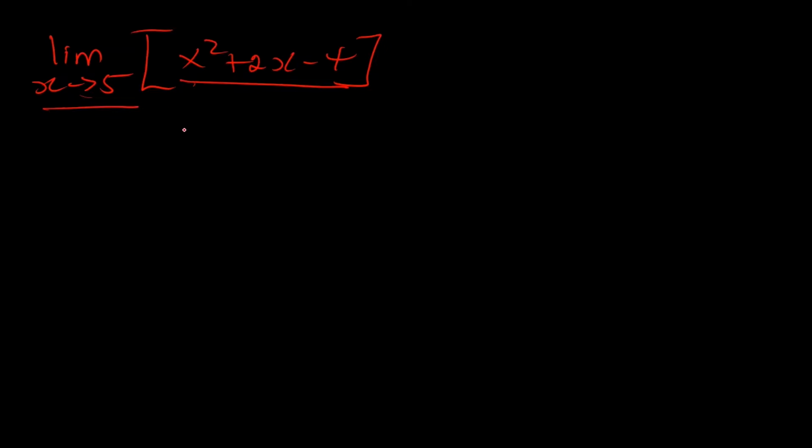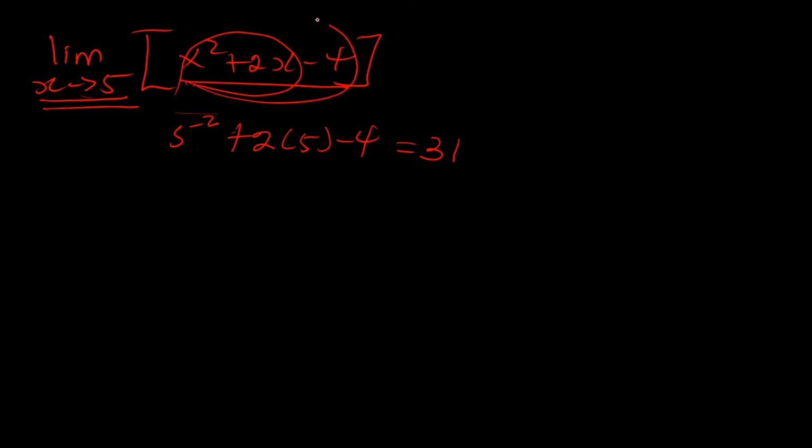So we have 5 squared. Wherever you see the x, you put in the 5. So 5 squared plus 2 times 5 minus 4. At the end of the day, we will get 31. So the limit as x approaches 5 of this whole function corresponds to 31. That's basically what limit is about.